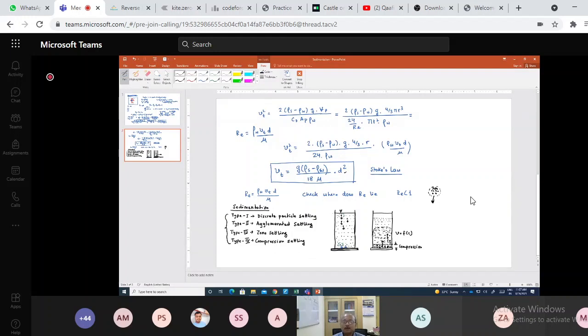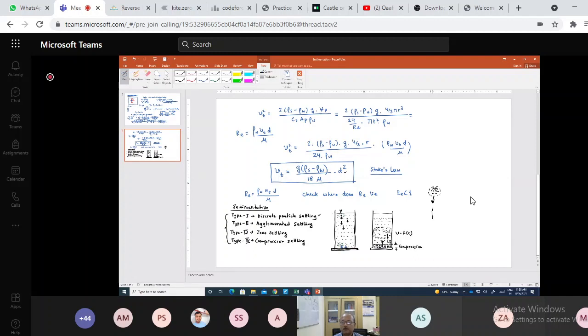But for water treatment, normally we talk about discrete particle settling, and agglomerated settling occurs when you have added flocculants or coagulating chemicals in water.